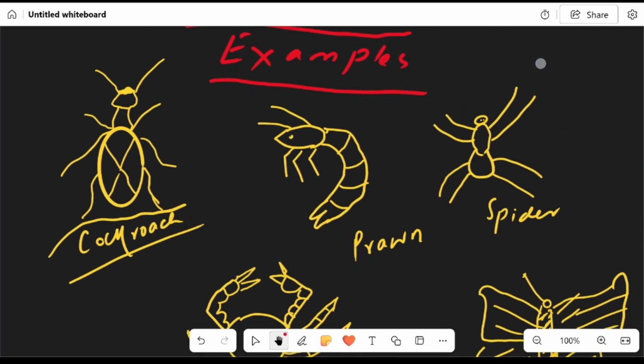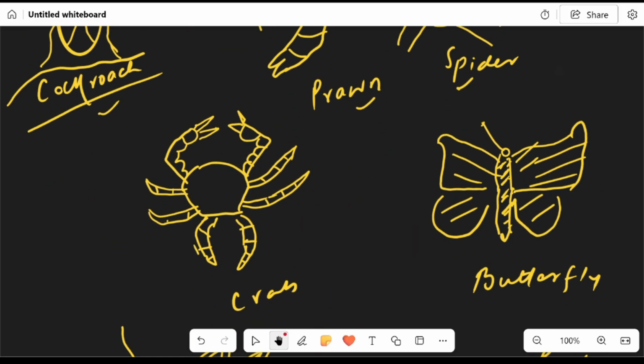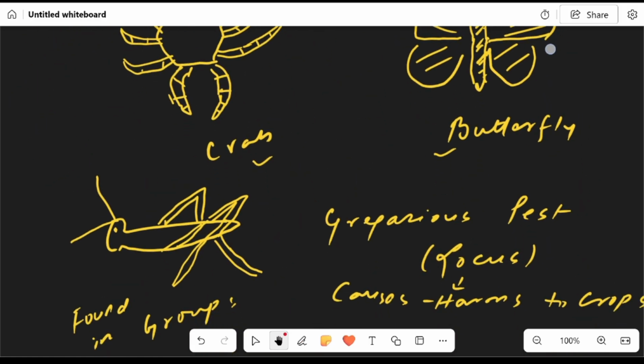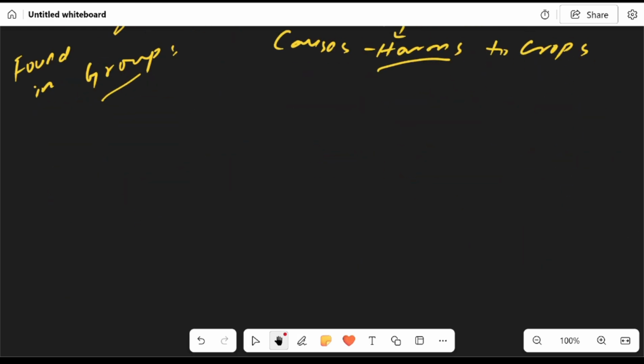What are the examples here? We have cockroach, prawn, spider, crab, butterfly, and also the gregarious pest locust, which causes harm to crops. These are found in groups. So we have studied today annelids as well as arthropods.